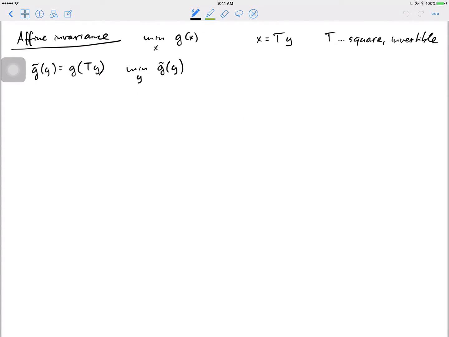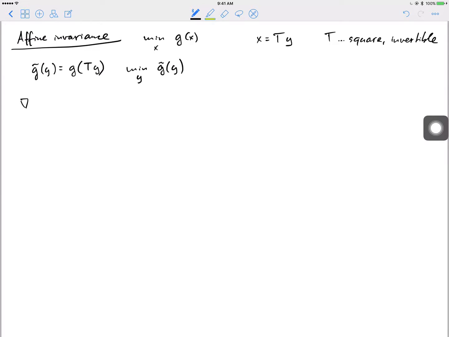Now the cool thing is that if you run Newton's method on this problem, on minimizing the g tilde of y, then it turns out that the Newton descent directions are basically the same. What I mean by basically is they are also related by the t transformation, okay? So let's look into that specifically.